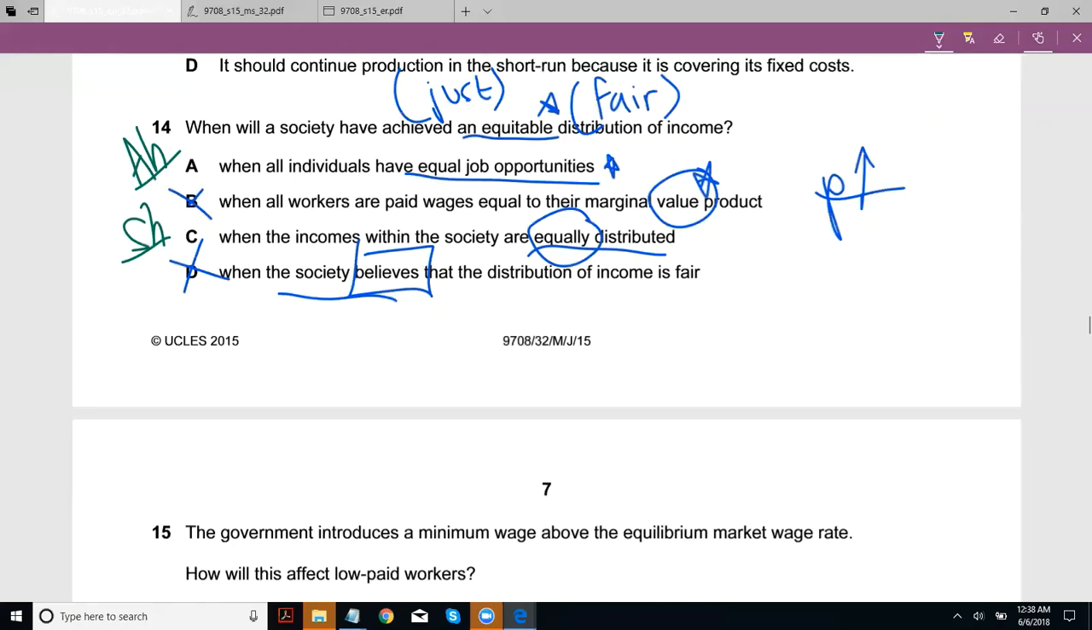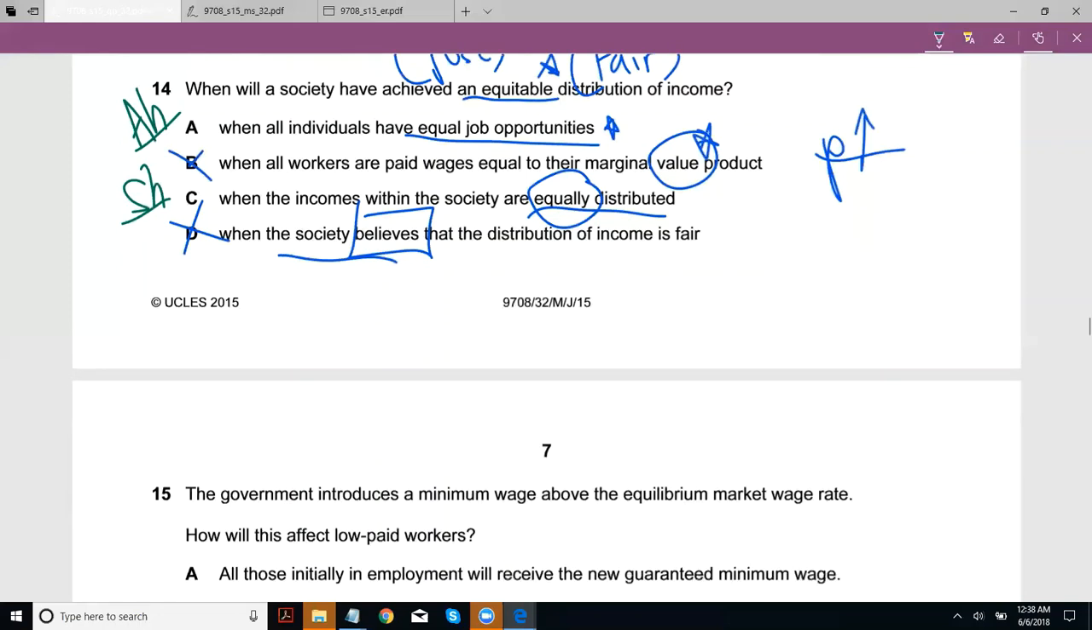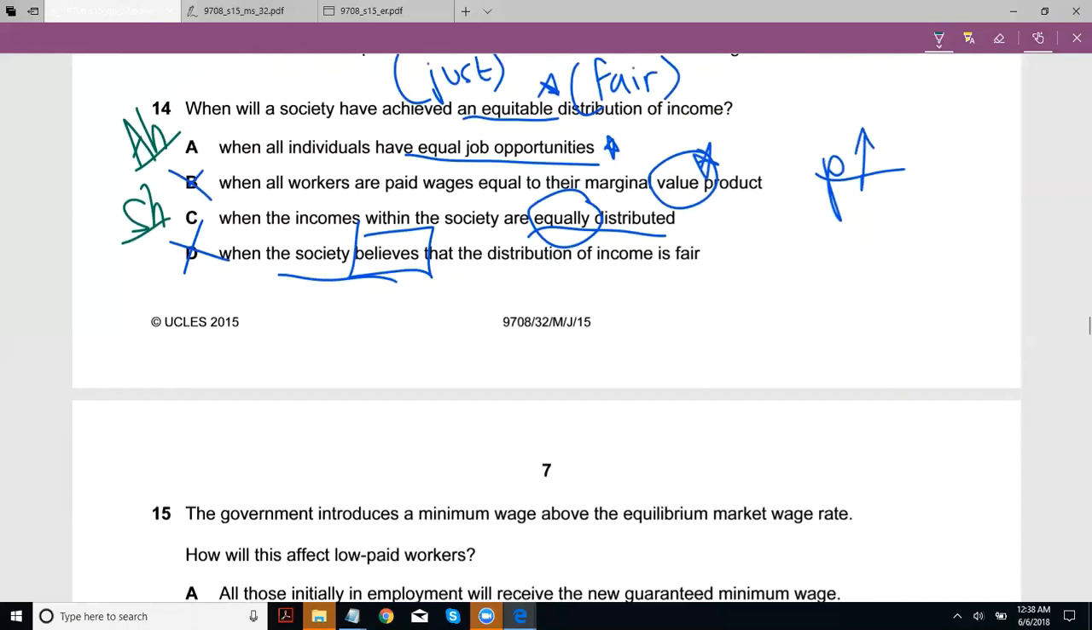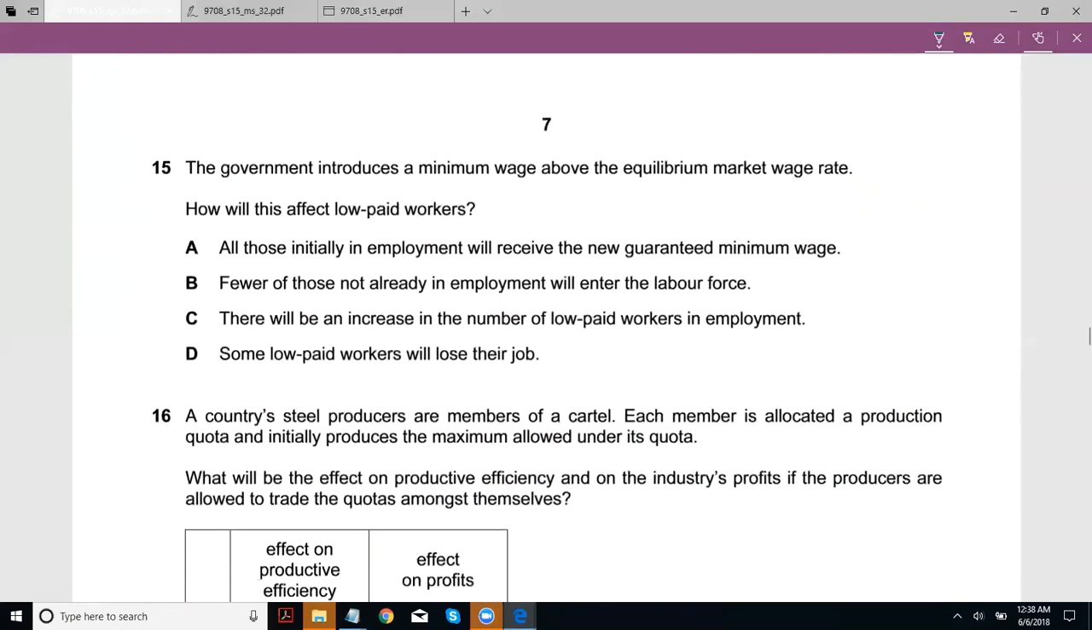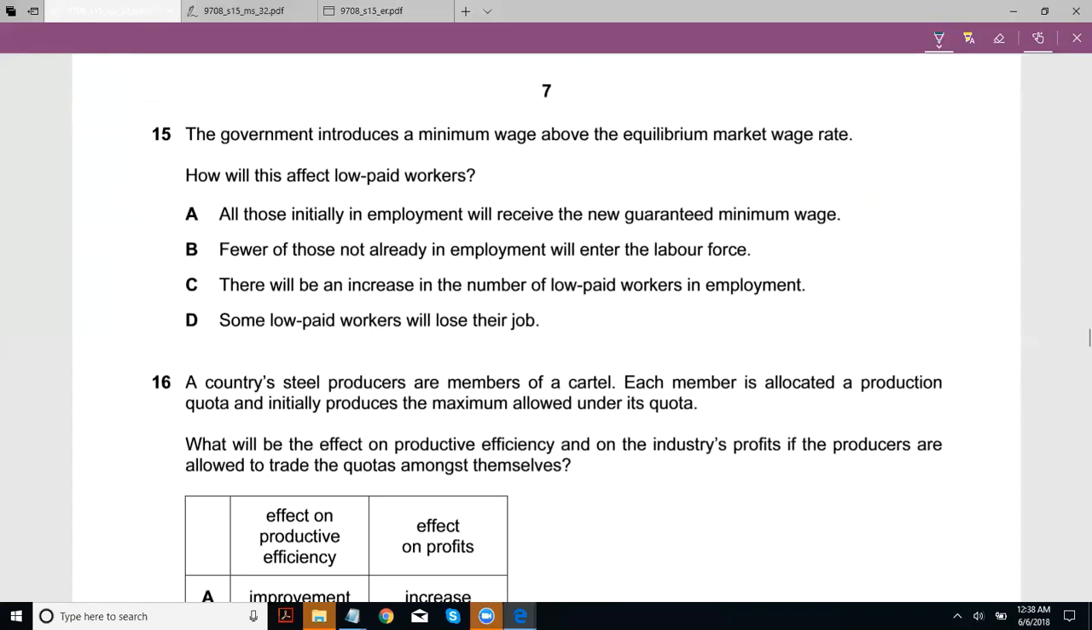My only problem is I don't see it as realistic, and I can't understand why it couldn't happen, so it doesn't make sense. But I have a different issue with A, so I'd go for C. Anyhow, guys, we'll get back to this particular question after we check our answers. Do refer to the end of the video to see which option was right, because we check our answers after every 10 MCQs. Anyhow, so 15: the government introduces a minimum wage above the equilibrium market rate.